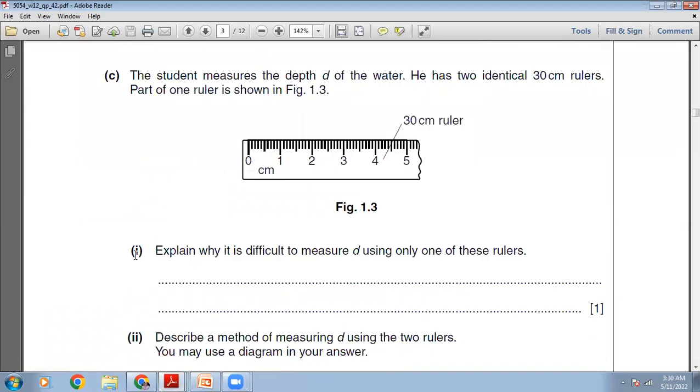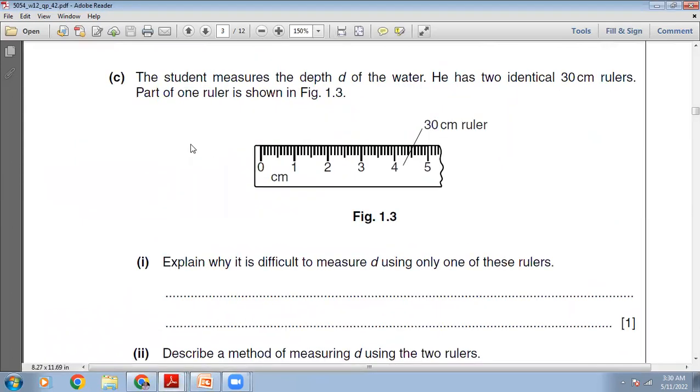Here he says the student measures the depth D of the water. He has two identical 30 centimeter rulers. Part of one ruler is shown in the figure. 1.3. Explain why it is difficult to measure D using only one of these rulers.